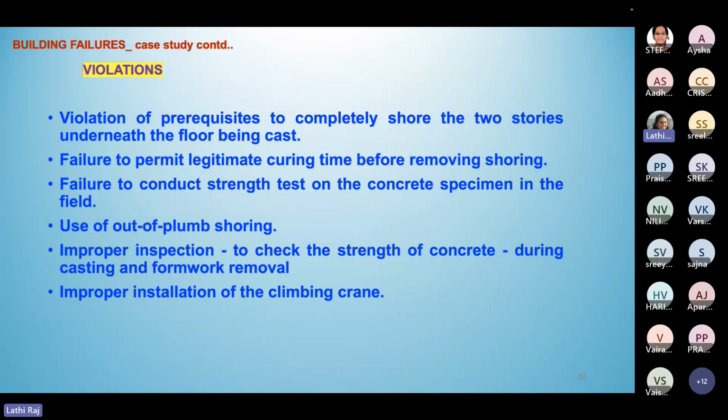Use of out-of-plumb shoring. This was also another reason. Improper inspection, that is, to check the strength of concrete during casting and formwork removal, was also not done. If you have a doubt, you can always have the NDT test done. So this should be done if you have any doubt. Don't just keep things in your mind. Talk openly, tell people this is to be done. That confidence you should have. Now, improper installation of the climbing crane, that also was not done properly.